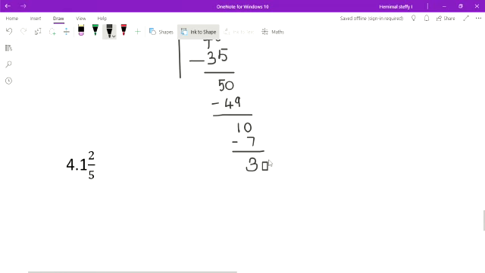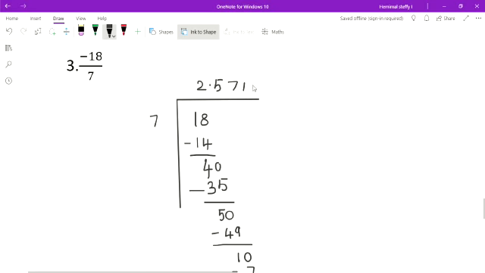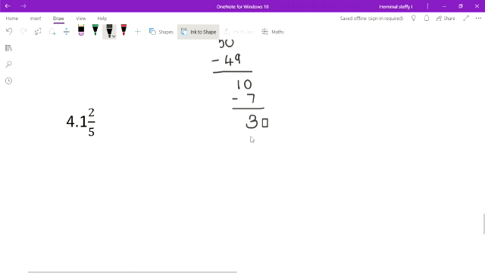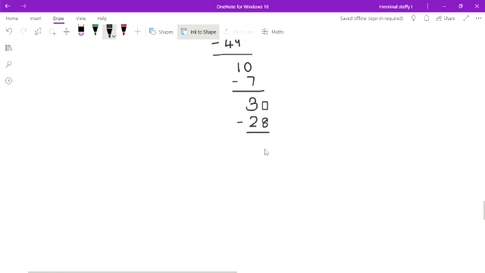30 means, what is the answer? 4 sevens are 28. So 4. 4 sevens are 28. It comes continuously. Okay. 30 minus 28 gives 2.